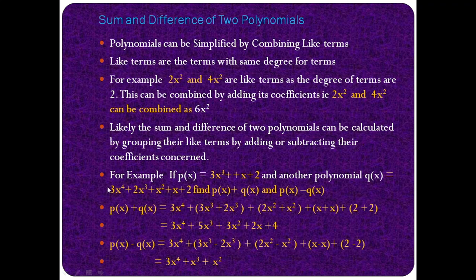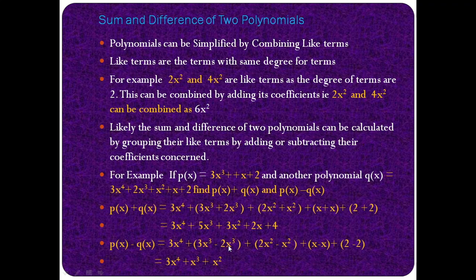So here, first highest power is 3x raised to 4. There is no like term here, so you are writing it directly. Then this second one is 3x cube. Here 3x cube is there, here 2x cube is there. 3x cube minus 2x cube, plus then here you have 2x square is missing. 2x square minus x square, plus x minus x, plus 2 minus 2.